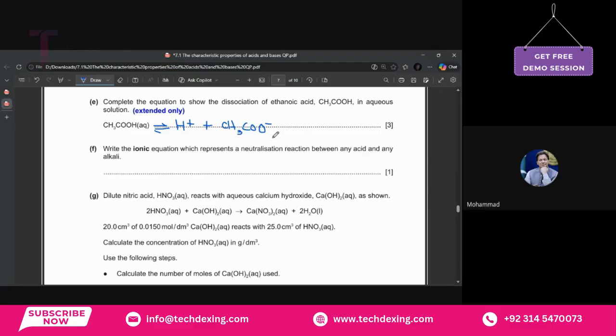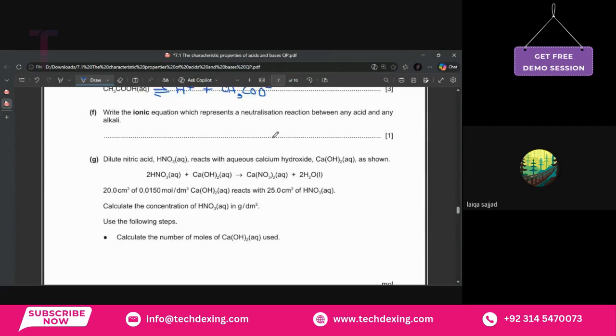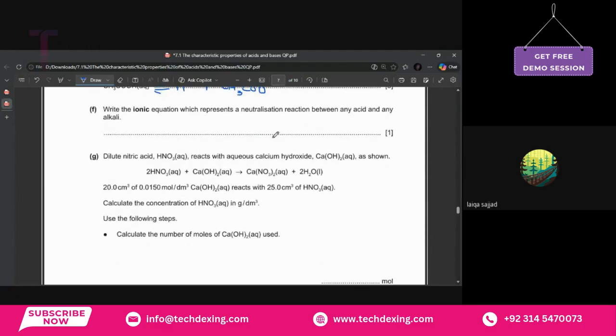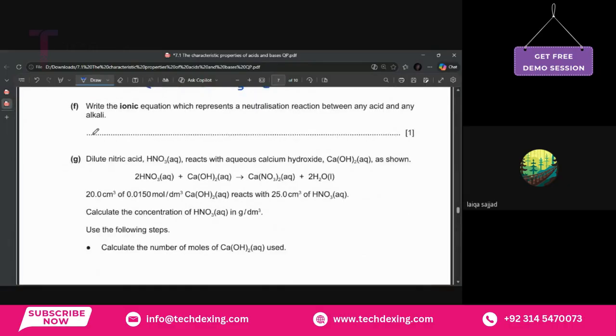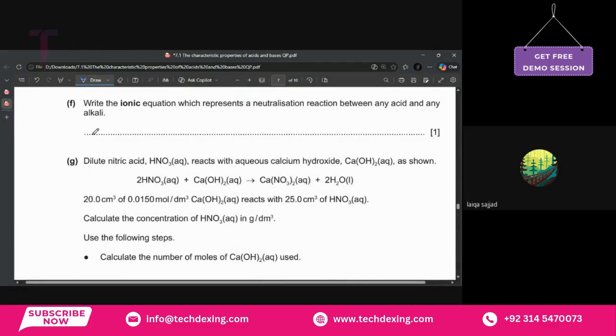Okay. Then we are given: you have to write the ionic equation which represents a neutralization reaction between any acid and any alkali. Neutralization reaction between any acid and any alkali. H plus and OH minus. Very good. It would be H plus.